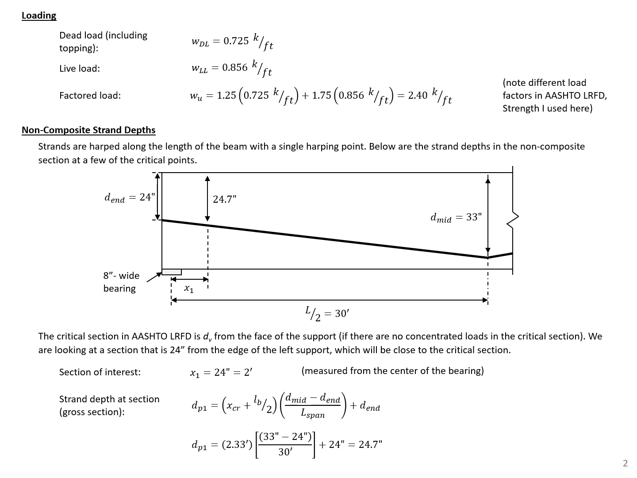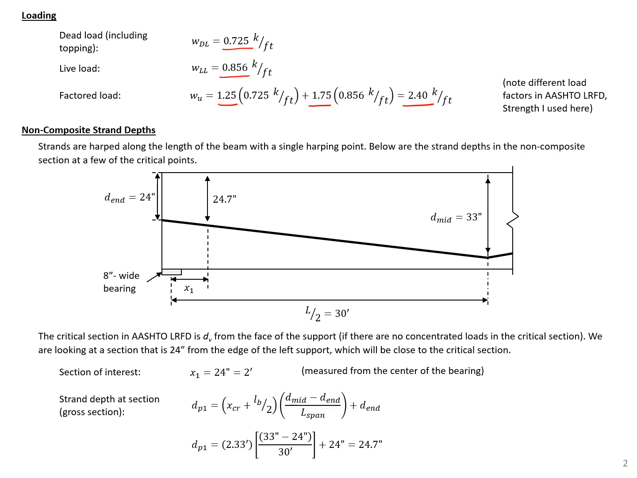We have our dead load, which includes the topping, and our live load in kips per foot shown here. It also shows our factored load, which for AASHTO, there are a number of different load cases that we need to check. I'm showing a Strength 1 load case where we take 1.25 times our dead load and 1.75 times our live load to give us a factored load of 2.4 kips per foot.